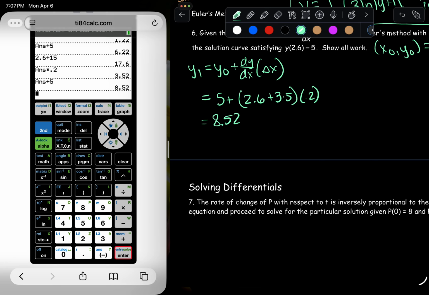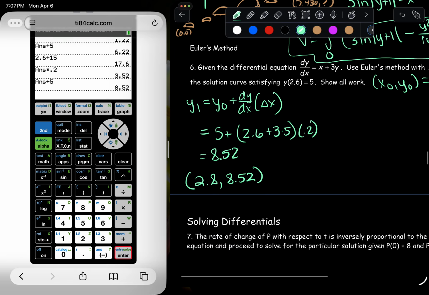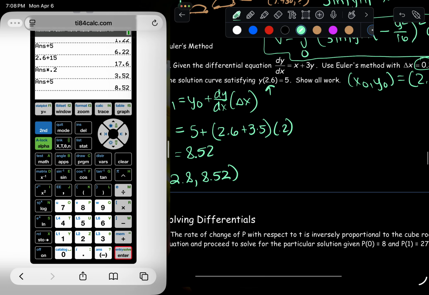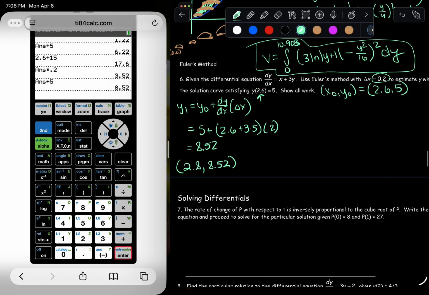I would get in the habit of just writing the full coordinate point. So that way we have 2.8, 8.52. And I know it's 2.8 because we started at 2.6. Change in x is 0.2, so 2.8 plus 0.2 will be 2.8. All right, we're not quite to 3 yet, so we're going to do this again.